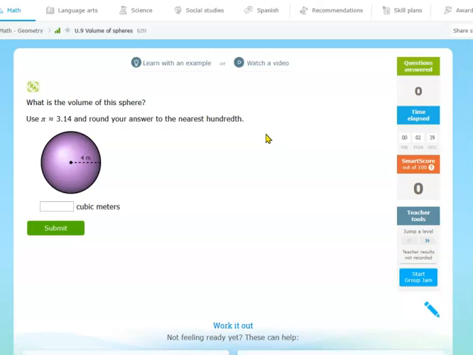Volume of spheres. Our first question says, what is the volume of the sphere? Use pi is approximately equal to 3.14 and round your answer to the nearest hundredth. And we got this sphere, kind of looks like a circle, but it's shaded in a little bit so that it is looking more like a sphere or like a ball shape. Also, the problem is telling us that it is a sphere. So how do we find the volume of a sphere? I don't know. Let's go down and take a look.